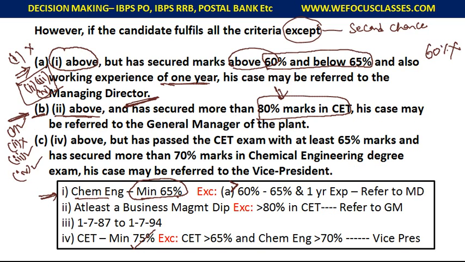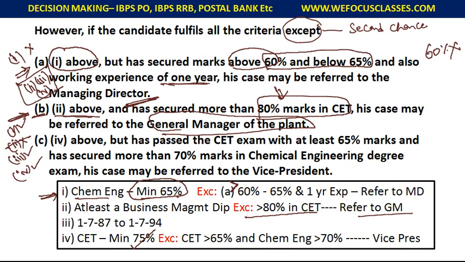Okay, he does not have any qualification in management. Then you go for the exception of the marks. If he is having more than 80% of the marks, then refer his case to the general manager of the plant. This is what is given in the problem. Okay, so this is the second exception. So we are writing the second exception also. So refer to general manager.